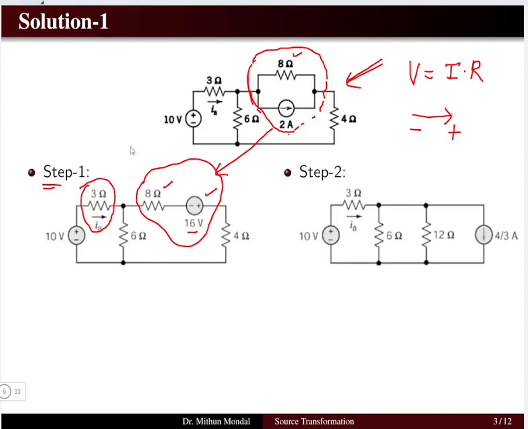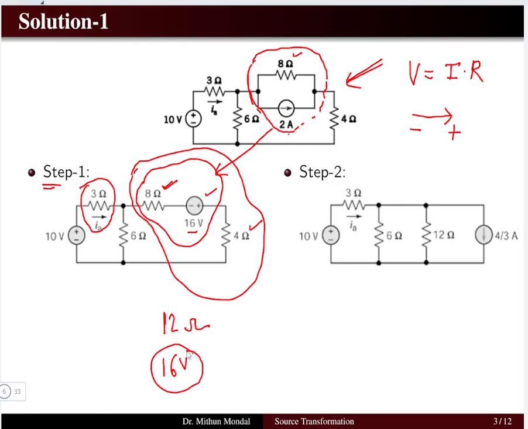So if I observe this circuit again carefully, what I observe is that if I consider this part of the network, I am having 8 ohms and 4 ohms in series. That is, the series combination will be 12 ohms, 8 plus 4, and I am having one voltage source of 16 volt. So can I convert this 16 volt and 12 ohms into an equivalent current source in parallel with a resistance? Yes, obviously we can do that.